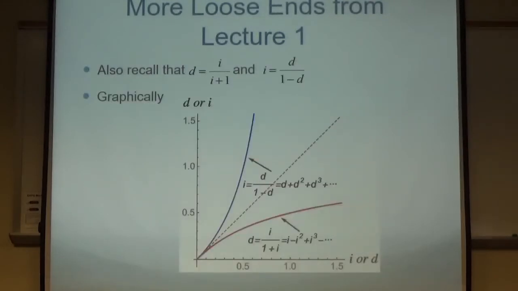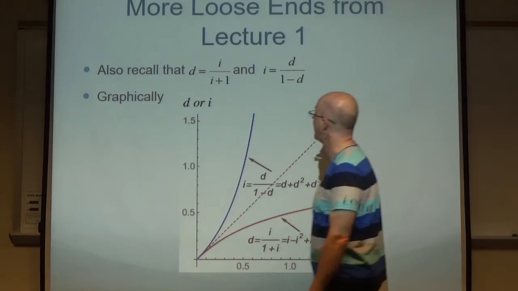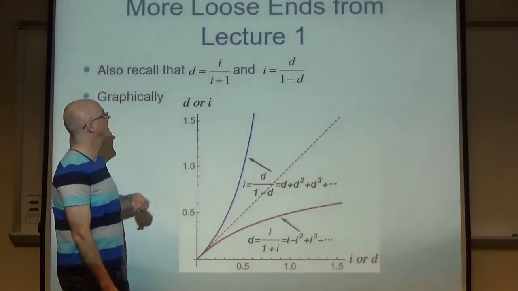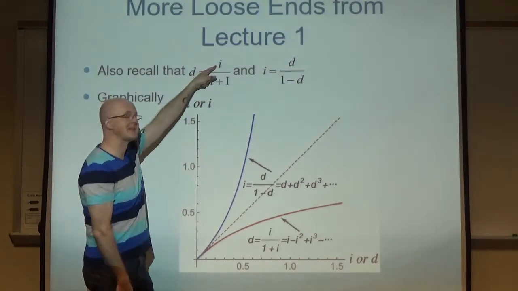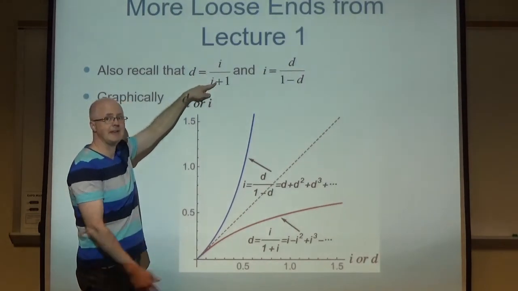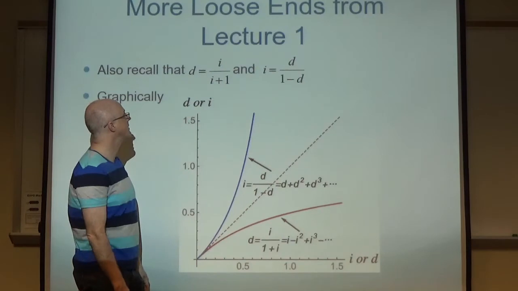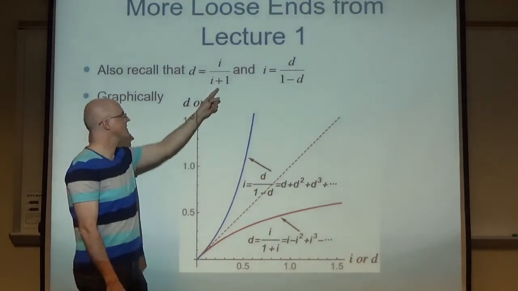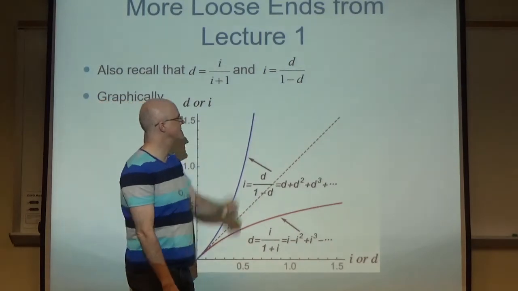d and i have a nice relationship between them. Recall that d, the discount rate, was defined to be, for, say, an investment of 1, the amount of interest that you got during that year divided by the ending amount. d was i over i plus 1. You can solve that equation for i as a function of d. You can find the inverse function of this thing, and you get this equation.